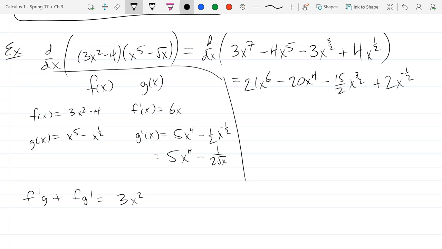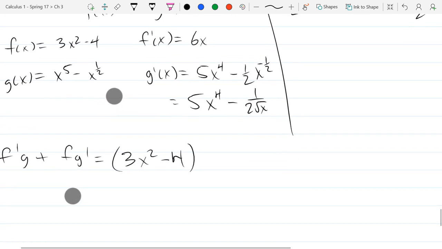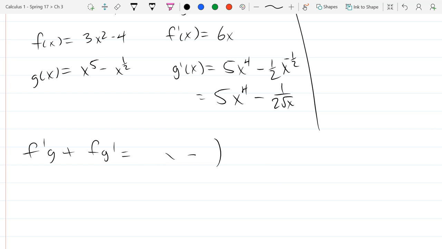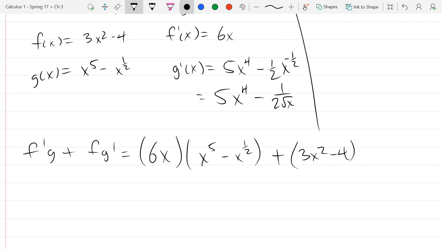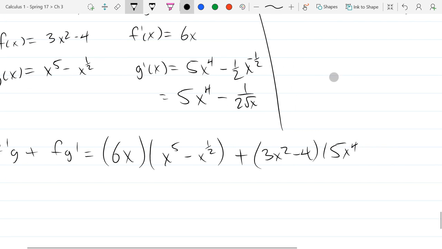I'm going to do what you most likely did, if you did it correctly. So what I'm doing now should match. That's not f prime, that's regular f, 6x, x fifth, plus f, 3x squared minus 4, g prime. Okay, so that's what you got. Hopefully.